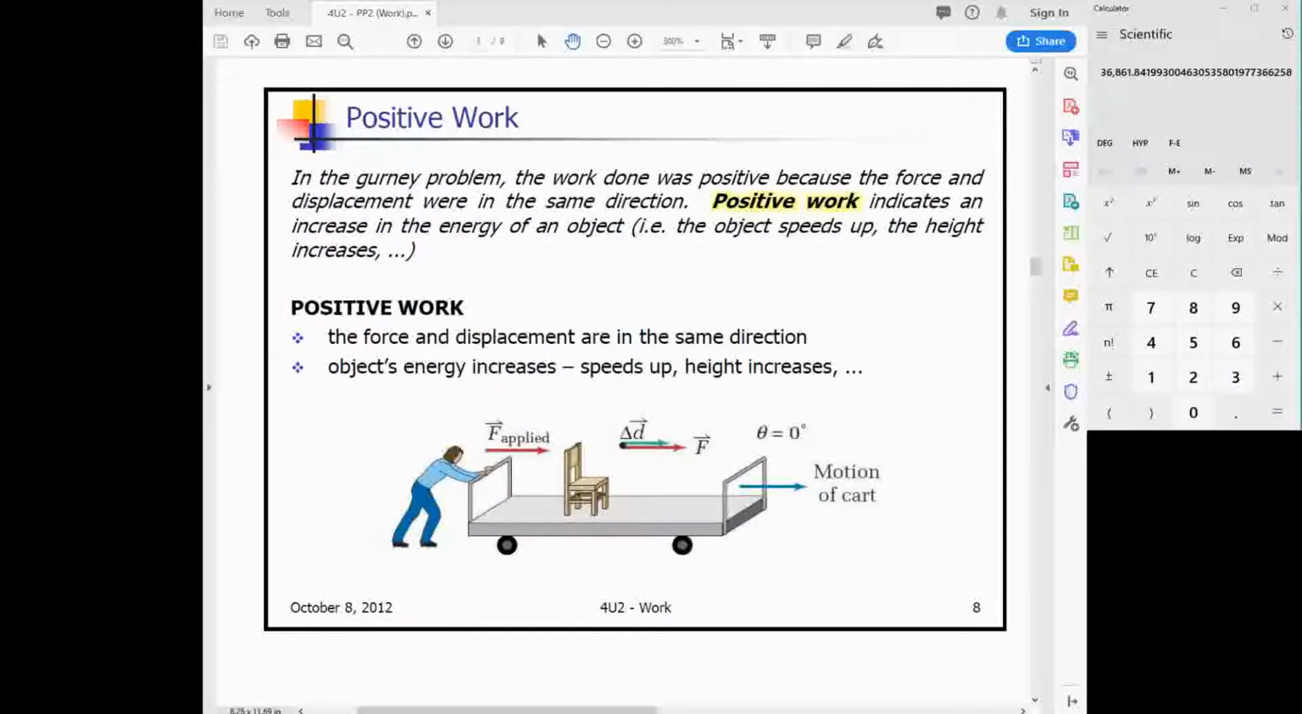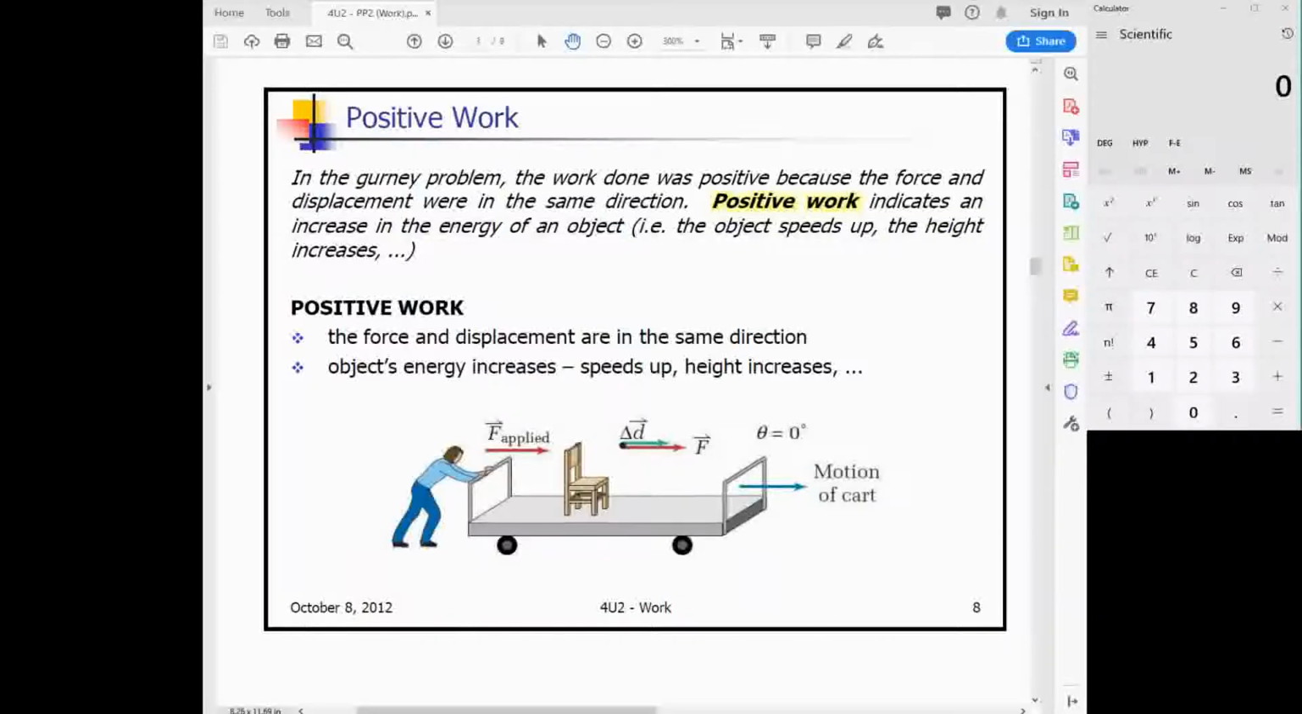So the situations we talked about were positive work situations. Positive work is when the force and the displacement are in the same direction. When we have positive work, the object's energy increases. So this energy increase can be represented by either a speeding up or a height increase. So the force is applied in the right direction in this picture we have here. The motion of the cart is in the right direction.